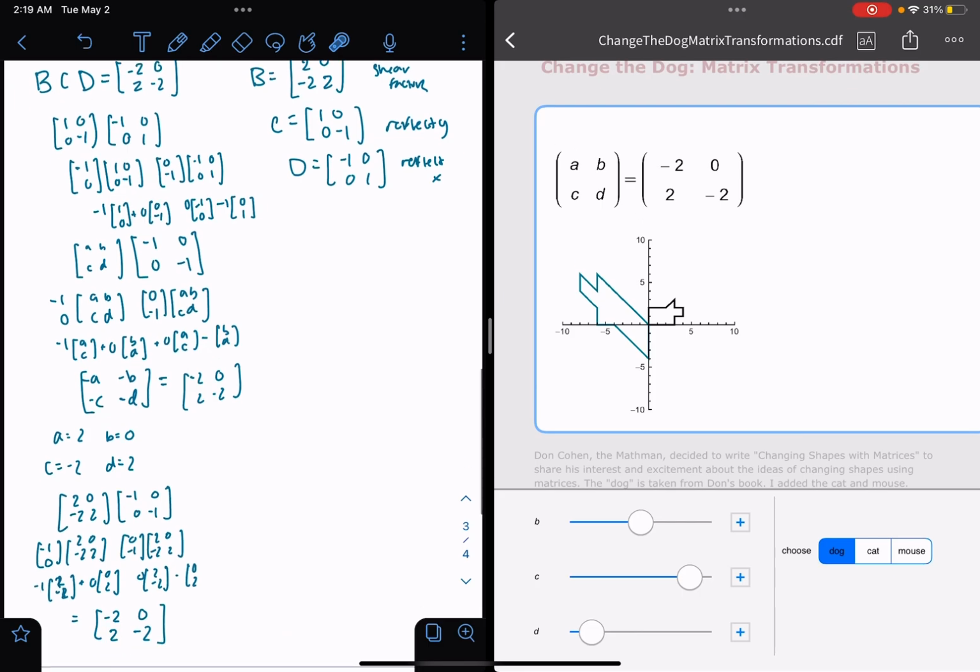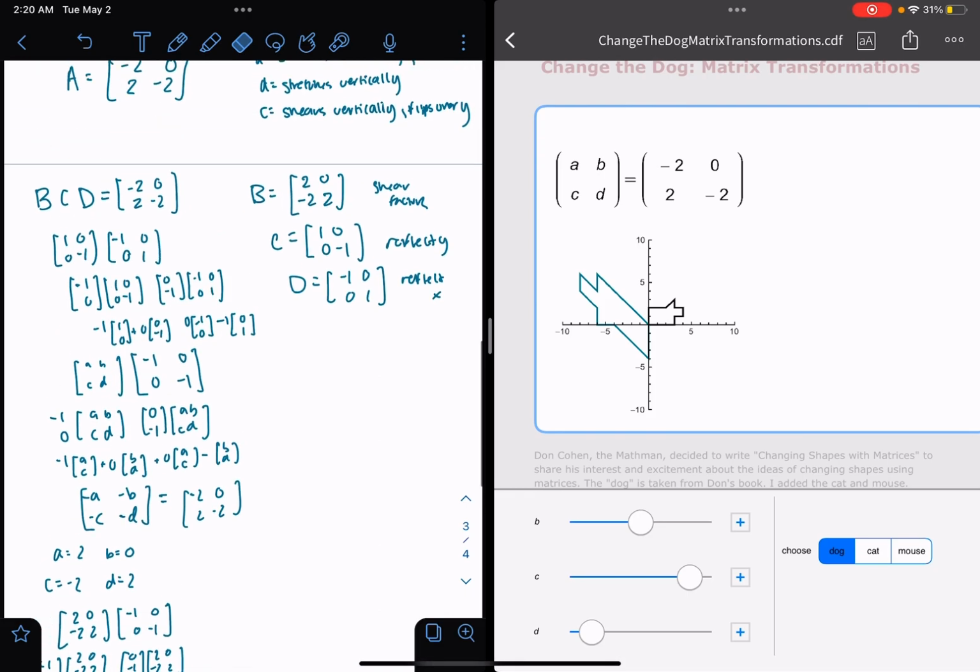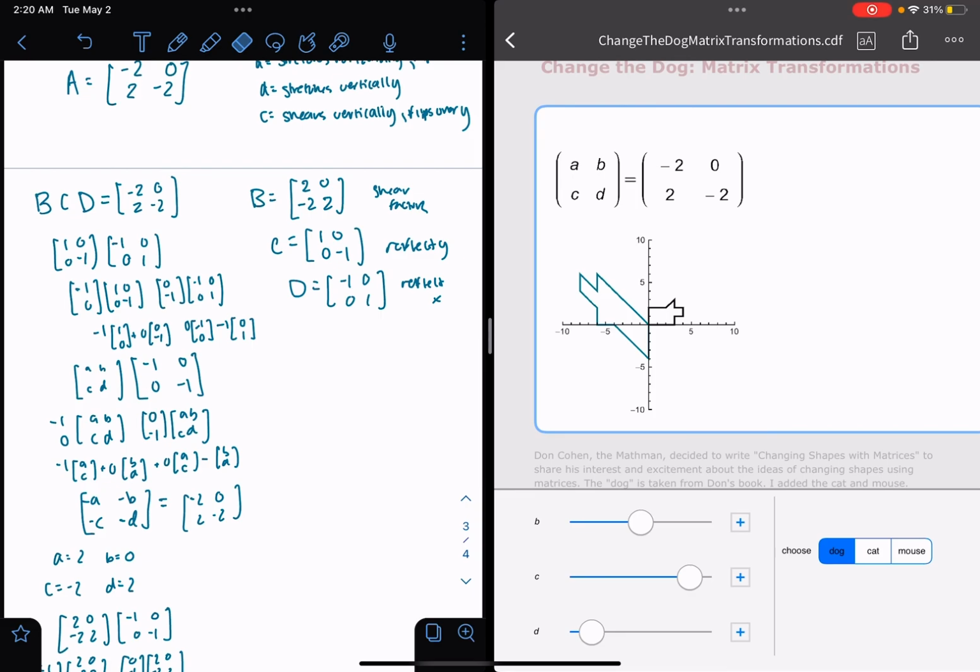So then I solved for that, and I realized I needed A to be 2, B to be 0, C to be -2, D to be 2. Then I checked it again and got that multiplying them in the order B, C, D, these three matrices would give the original matrix that I had.